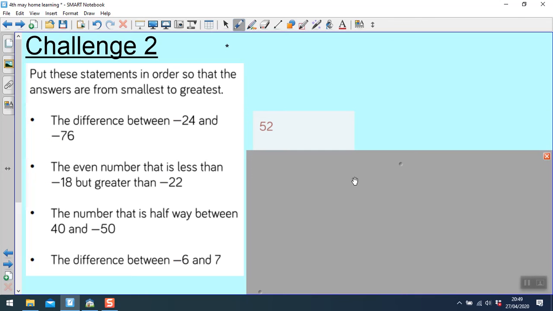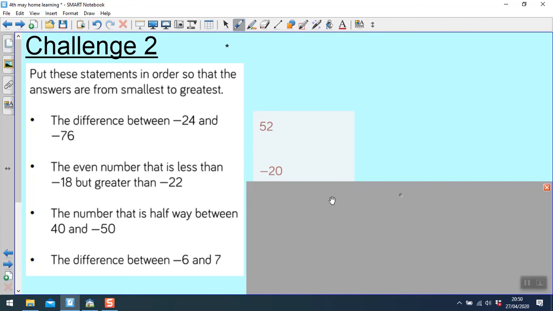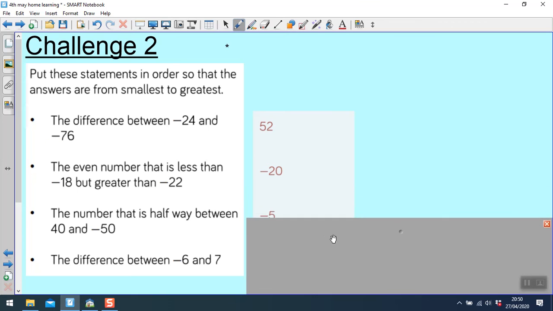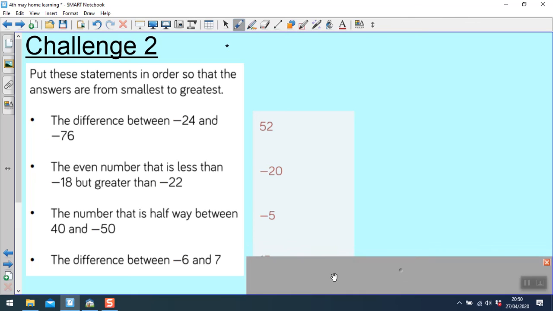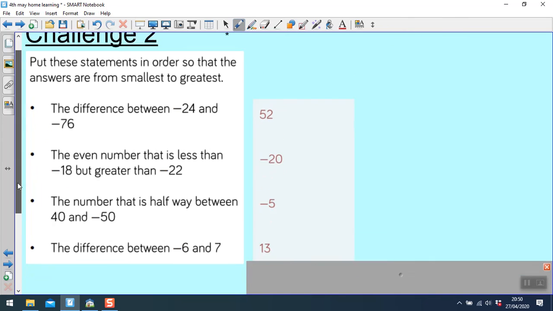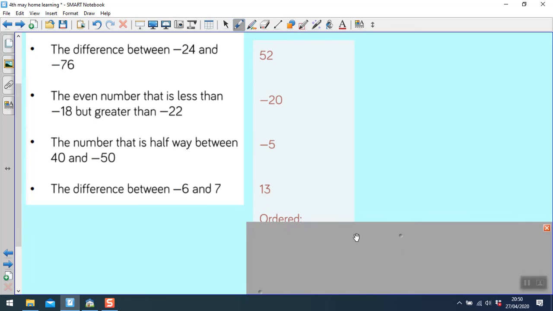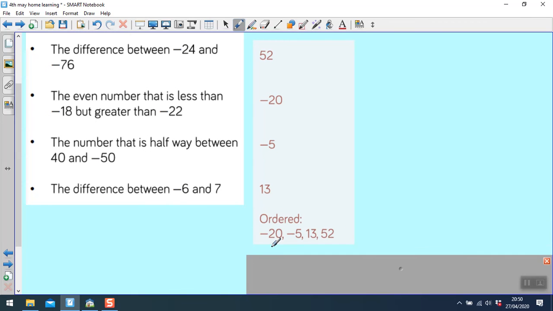Okay, the difference between negative 24 and negative 76 is 52. The even number, less than negative 18 but bigger than negative 22, is negative 20. Halfway between 40 and negative 50 is negative 5. The difference between negative 6 and 7 is 13. So to put them in order from smallest to biggest, you've got negative 20, negative 5, 13 and 52. That was a tricky one.